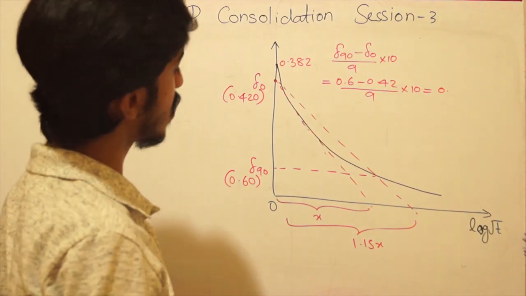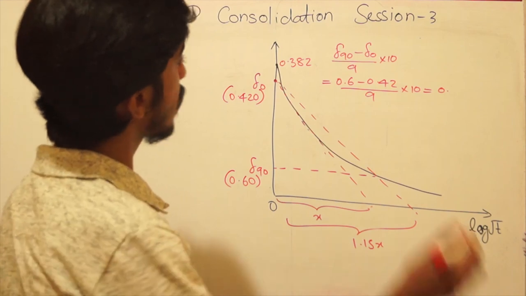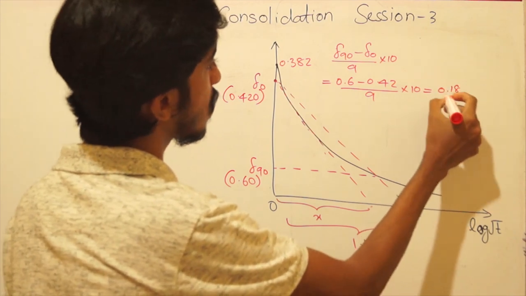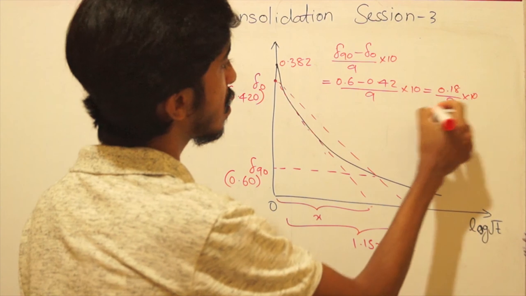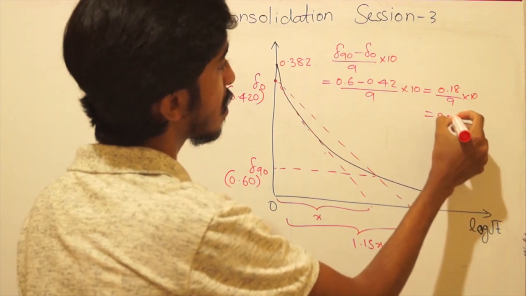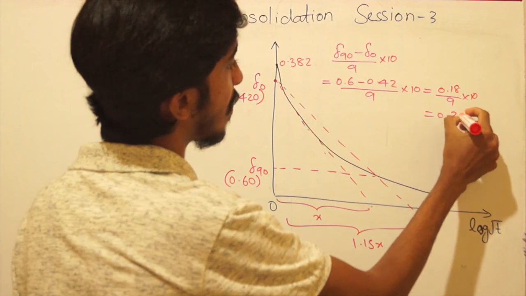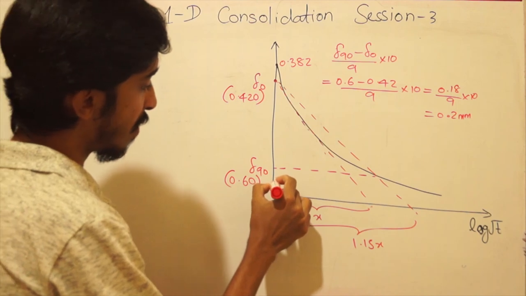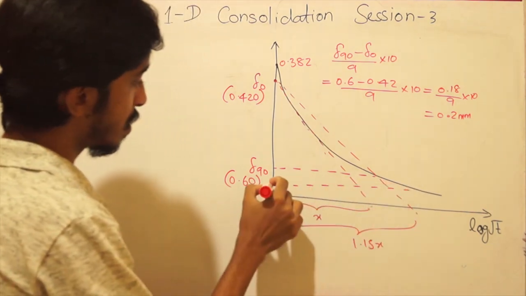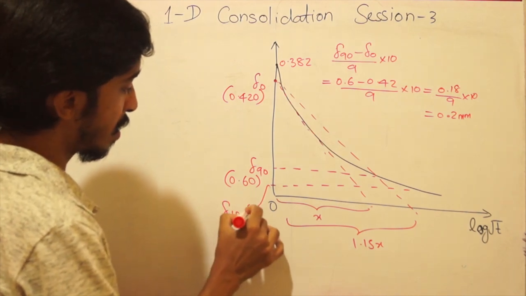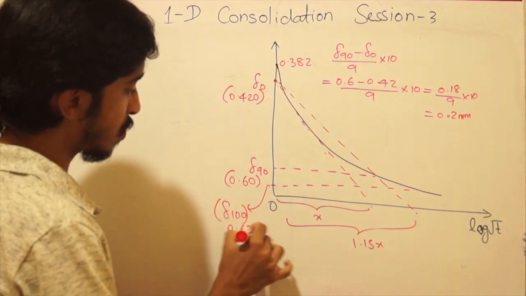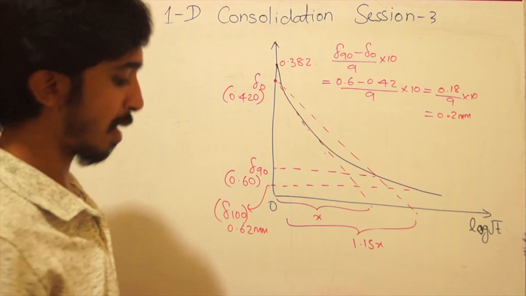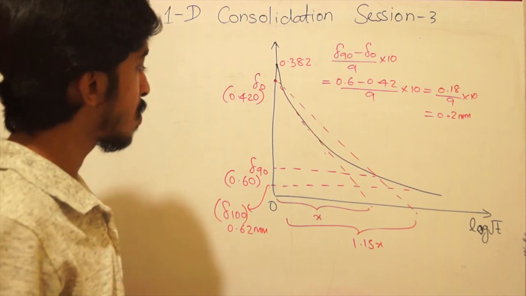So if we subtract, it's 0.18 over 9 into 10, so this is around 0.2 mm. If we add this 0.2 mm here, we get a delta 100 value of around 0.62 mm, which is a slight variation between the Casagrande method and Taylor's method.